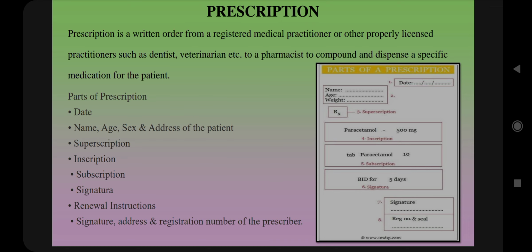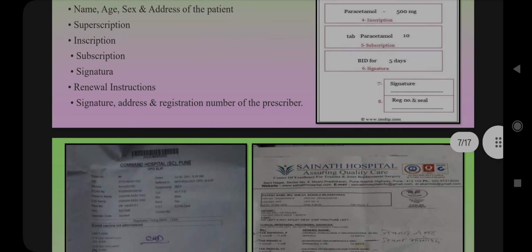Then the next one is the subscription, that is tablet paracetamol, and 10 means how much he should take, that is for 10 500 mg tablets he has to take 10 tablets. And signature, that is the BID, twice a day, for 5 days it is written. Next is the stamp or regional. So here I had mentioned the parts: date, name, gender, superscription, inscription, subscription, signature, renewal instruction, then signature, address, registration number of the prescriber.